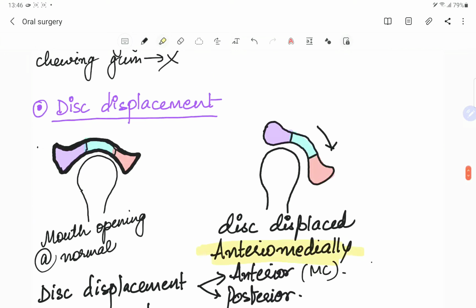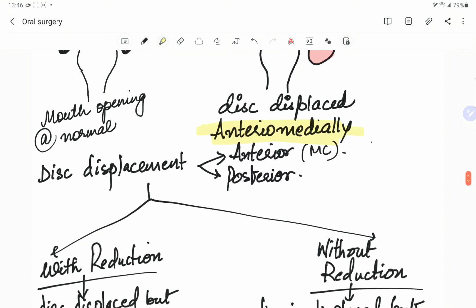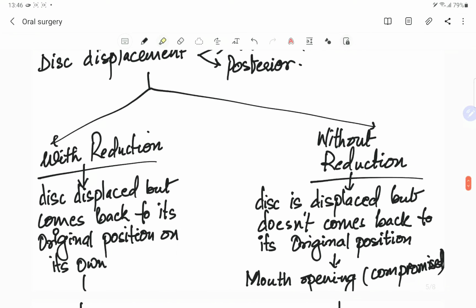Normally at mouth opening, the intermediate band is between the condyle and the glenoid fossa, but at mouth opening during disc displacement, we see that the disc is displaced anteriorly. So, with reduction and without reduction: with reduction is when the disc is displaced, but it comes back to its original position on its own. Without reduction is when it does not come back to its original position.